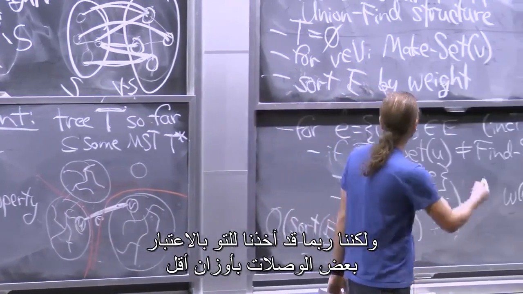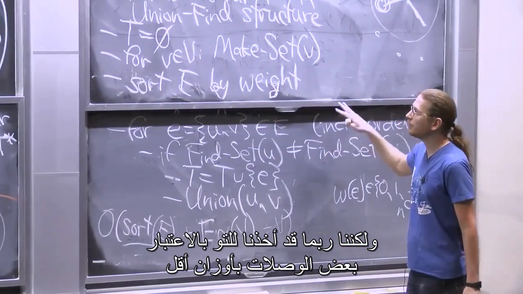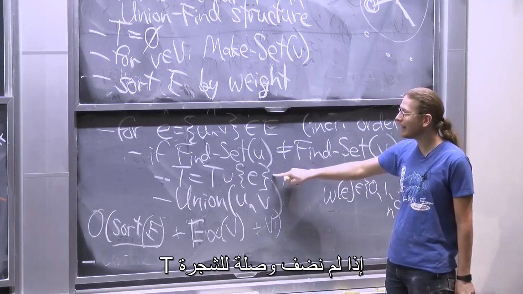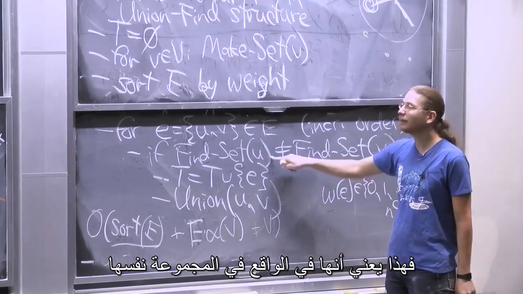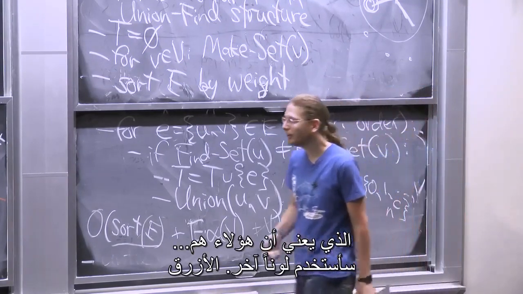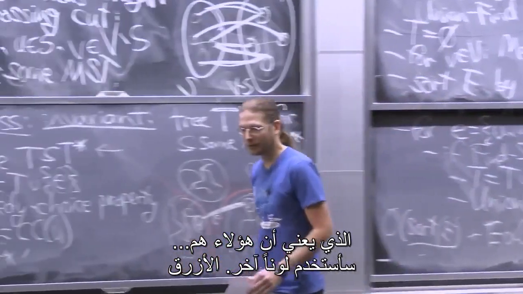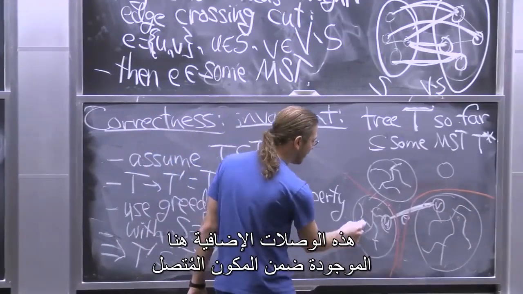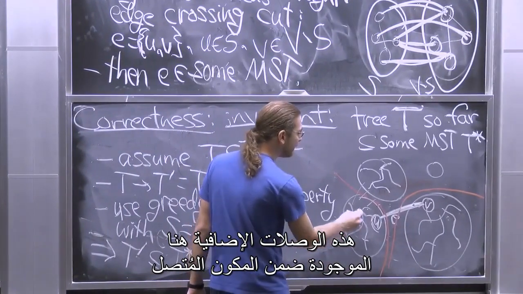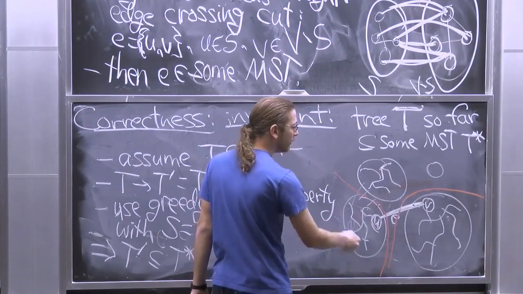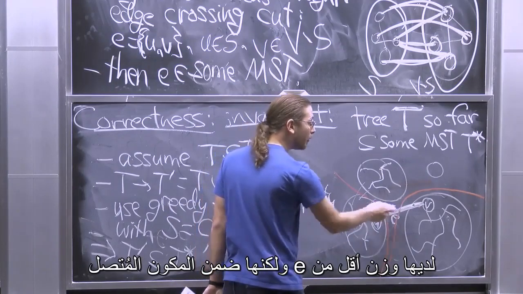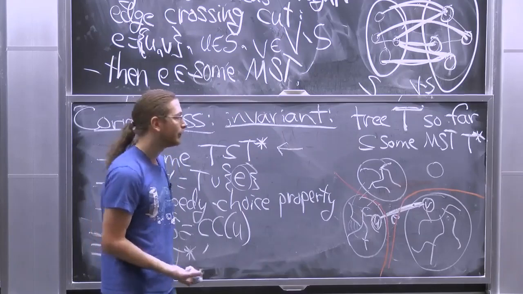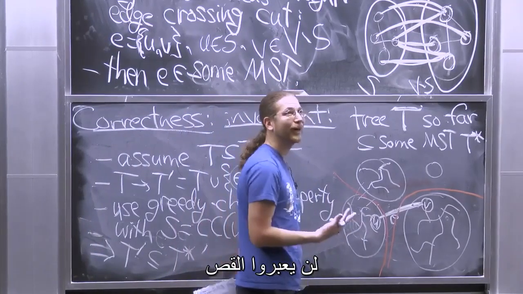But we may have already considered some lower weight edges that we didn't add to T. If we didn't add an edge to T, that means they were in the same set, which means also those are, use my other color, blue. Those are extra edges in here that are inside a connected component, have smaller weight than E, but they're inside the connected component. So again, they're not crossed. So they don't cross the cut, rather.